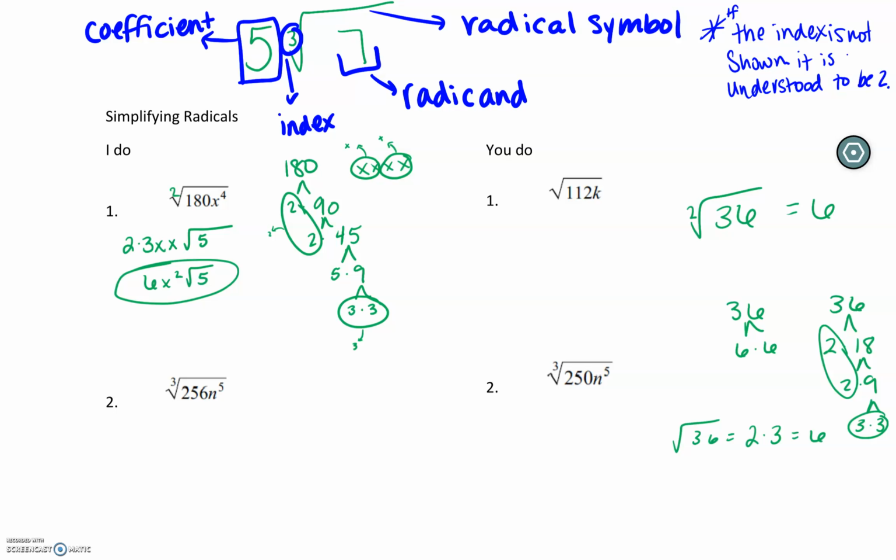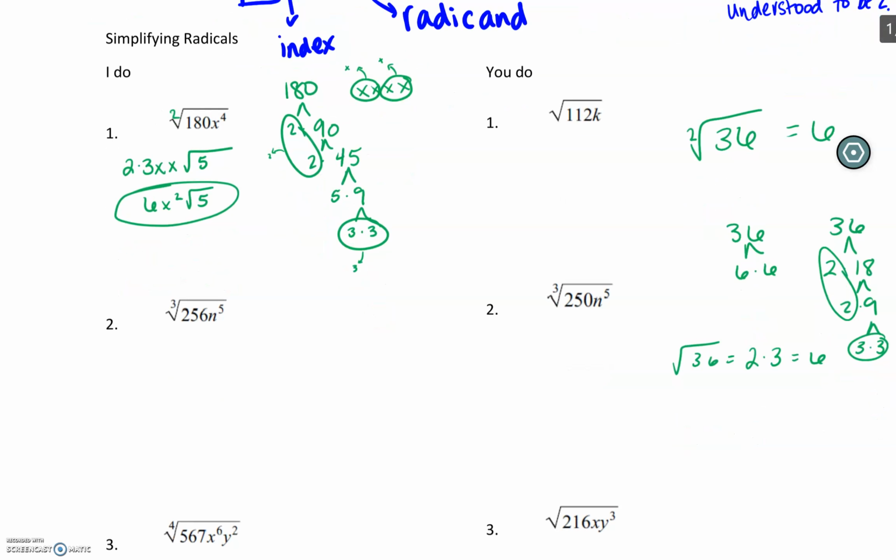Now, you certainly do not have to show all those steps, but I'm showing every single step so that you see what is happening. All right, so let's take a look at number 2. We have the cube root of 256 times n to the 5th power. Now we're underneath a cube root, so we're going to be looking for 3 of a kind in order for it to come out of the radical, because 3 of a kind would be a perfect cube.